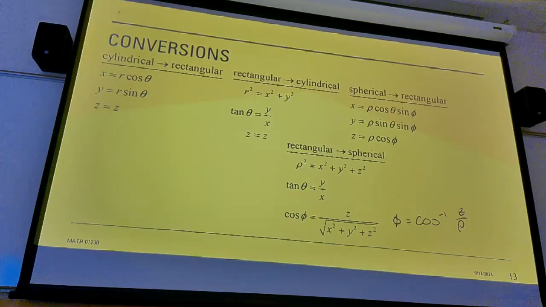There are conversion factors to go from cylindrical to spherical and spherical to cylindrical. I leave the derivation of them as an exercise.